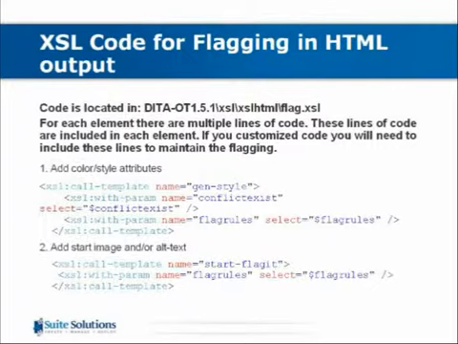For each of the pieces that we discussed, there are multiple lines of code for HTML. We discussed the color, an image at the beginning and an image at the end, and revision styling, which is slightly different. Each one of these is a line of code, and then it's a call template for each one. So if you're going to customize code, you would have to include each one of these if you want to maintain the flagging. So you have call template name equals gen style, which is generally one of the first templates right after you've created your elements.